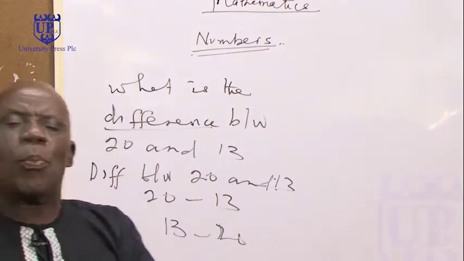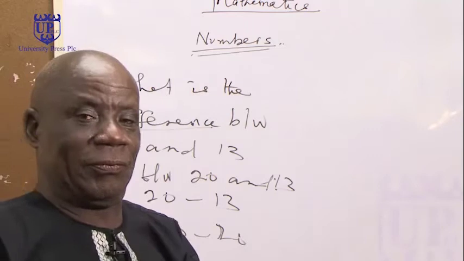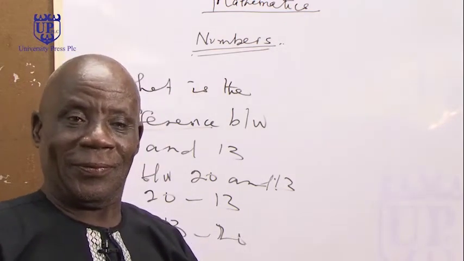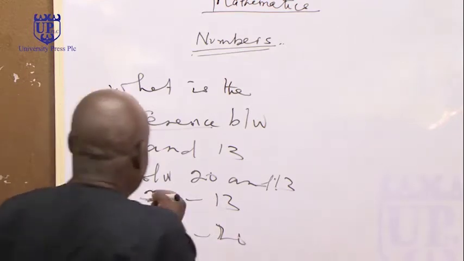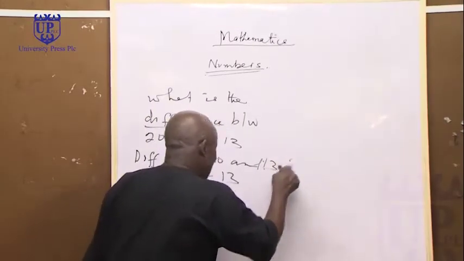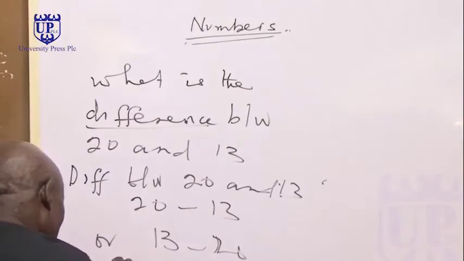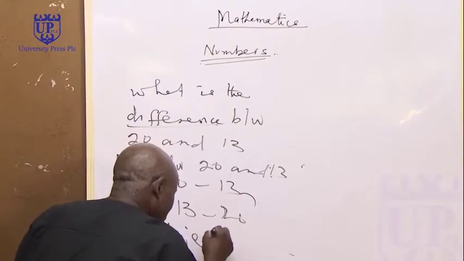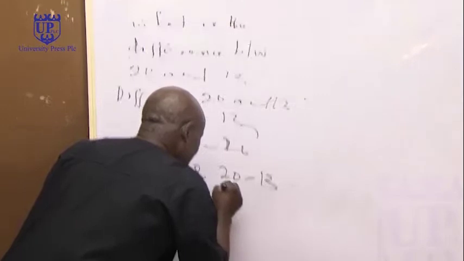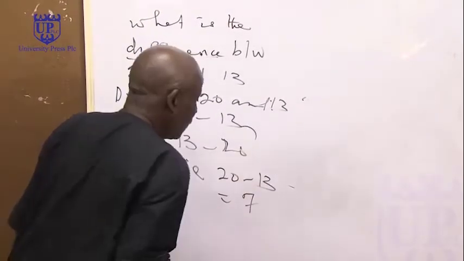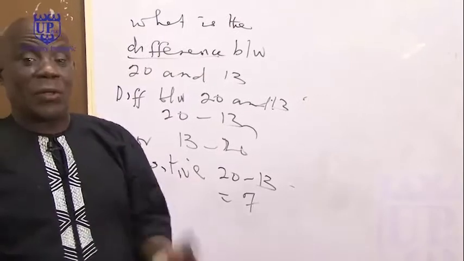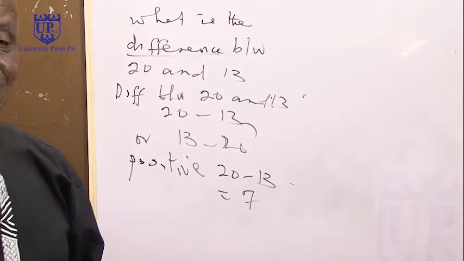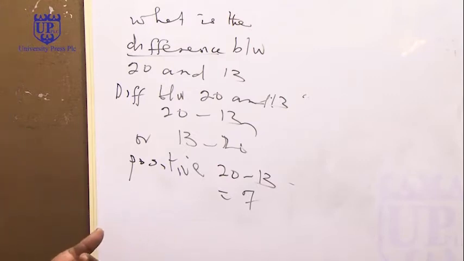Now if the question says the positive difference, positive, you take this one, you say 20 minus 13. The positive difference is 7, because the difference between 13 and 20 is still minus 7. We can also use a number line, because that one will lead us to another thing in the course of this lesson. That is the difference.